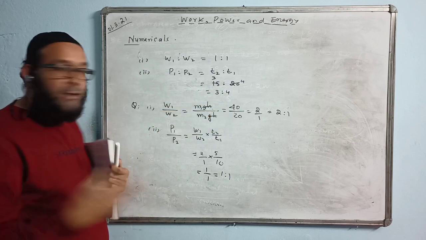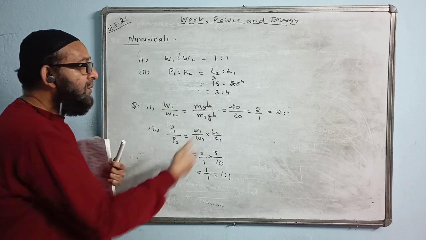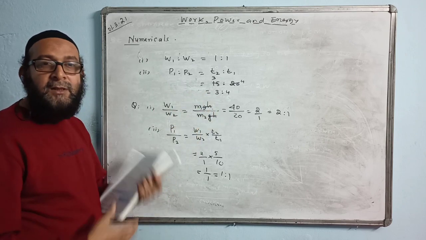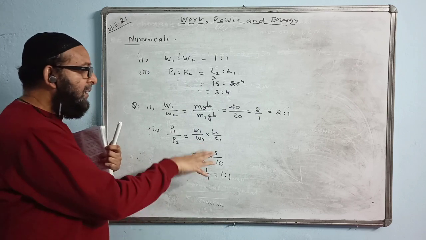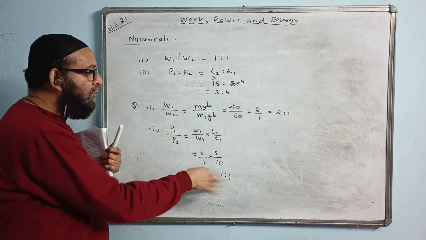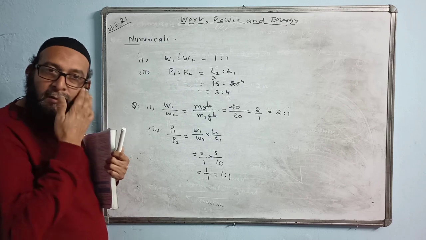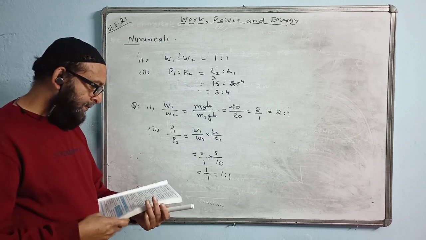When the masses are equal, then the work done will be the same because they are going to the same height, so the ratio will be the same. Because here the masses are different, but they have given such a value that the power ratio is becoming 1:1. That is, the powers are becoming the same.